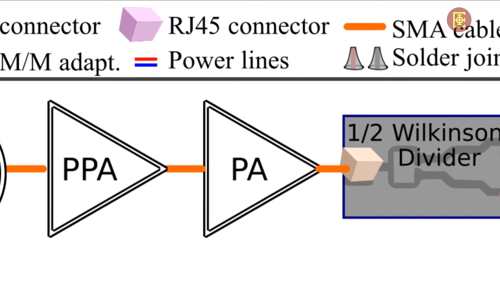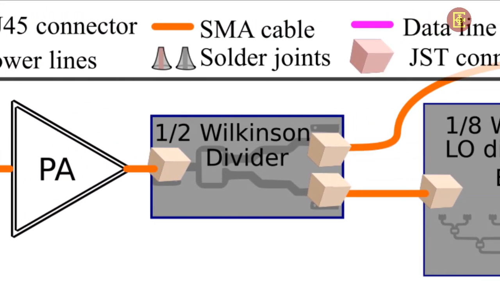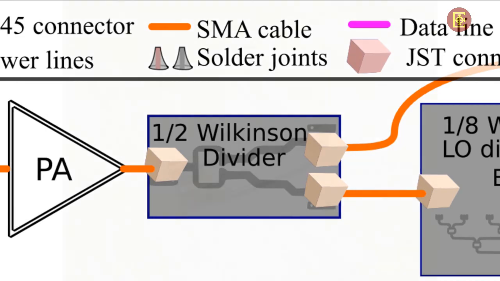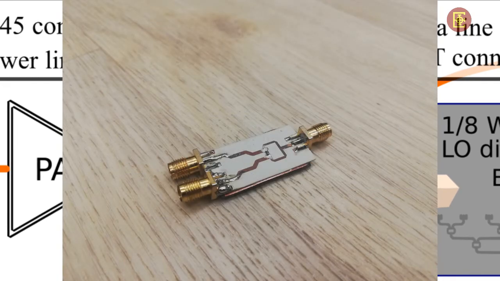Output of power amplifier is connected to the Wilkinson divider. One output then goes to the transmission antenna and the other goes to local oscillator ports of demodulators.